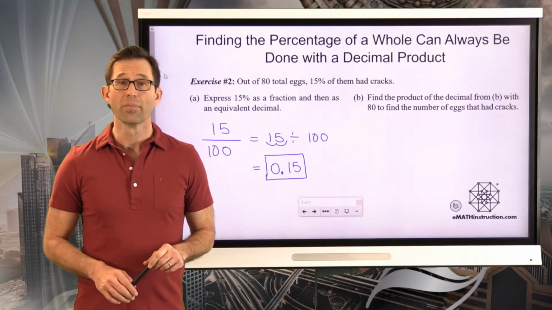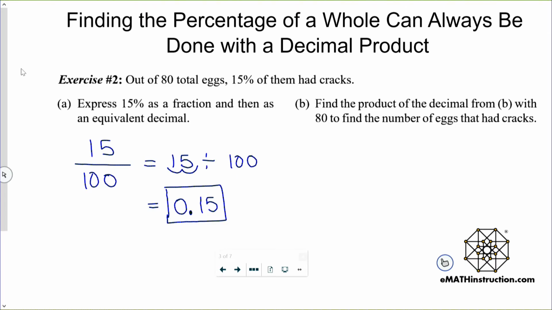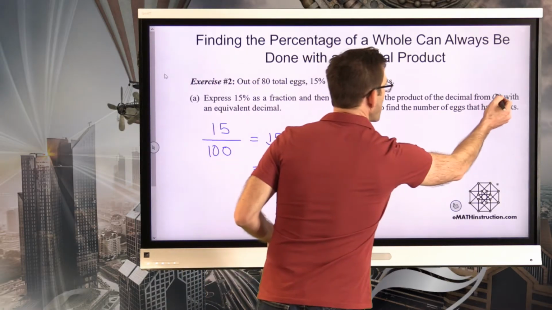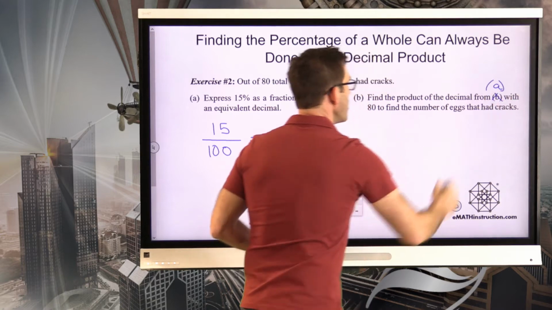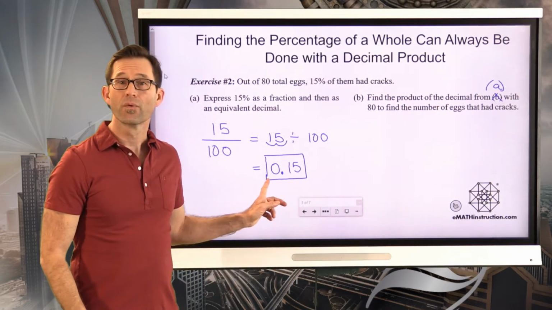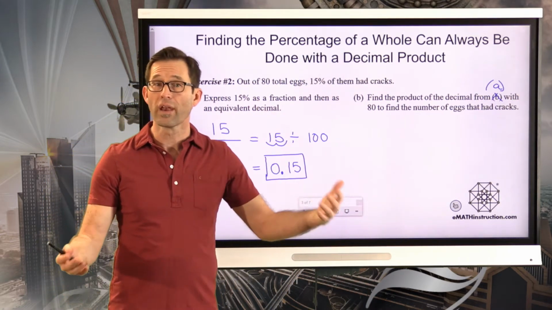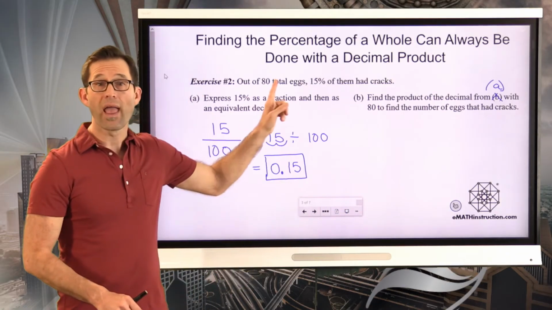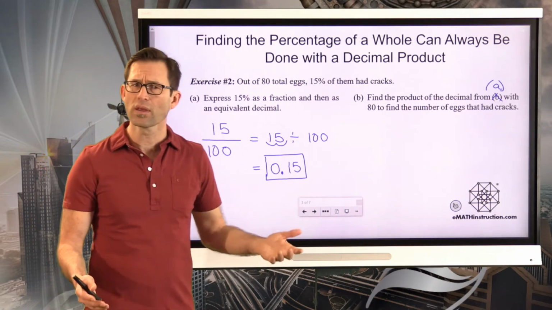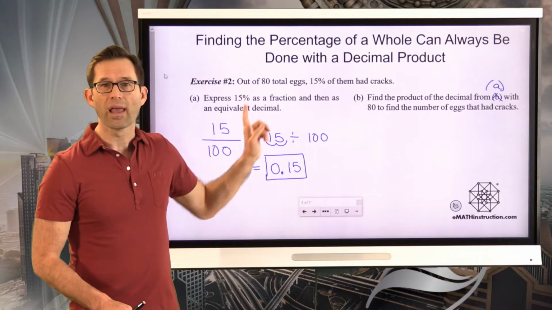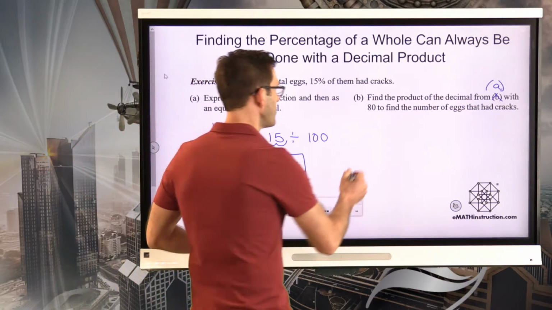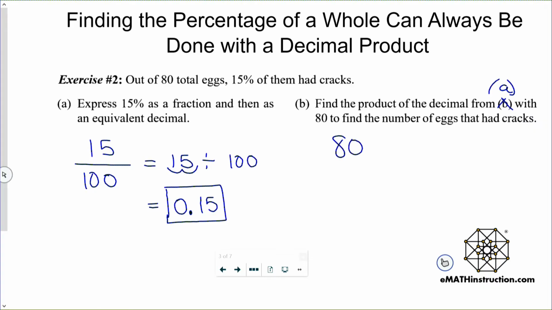Now, let's take a look at letter B. Find the product of the decimal from A with 80 to find the number of eggs that had cracks. All right, so I want to find the product of the decimal here with 80 to find the total that have cracks. And again, I could do 80 times 15/100ths, but that would get a little bit messy. So let's do 80 times 0.15. All right, let's do a little bit of multiplication using decimals.